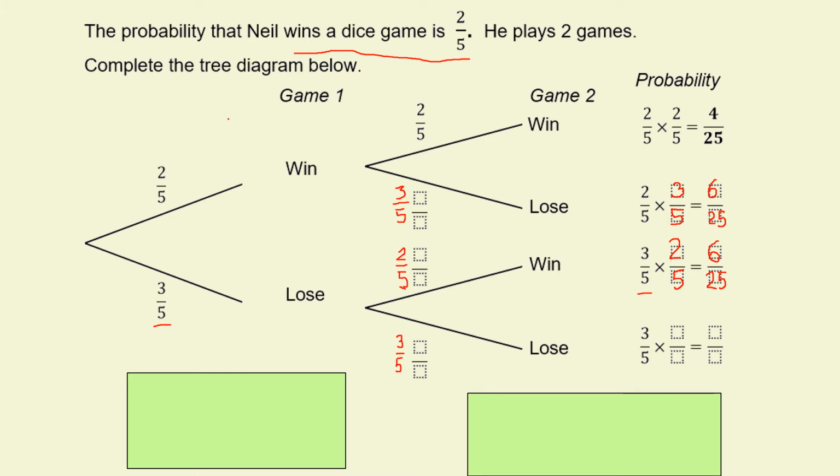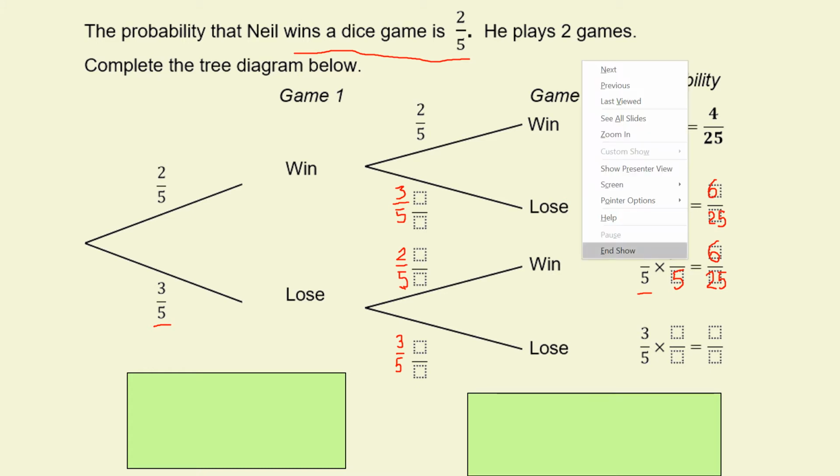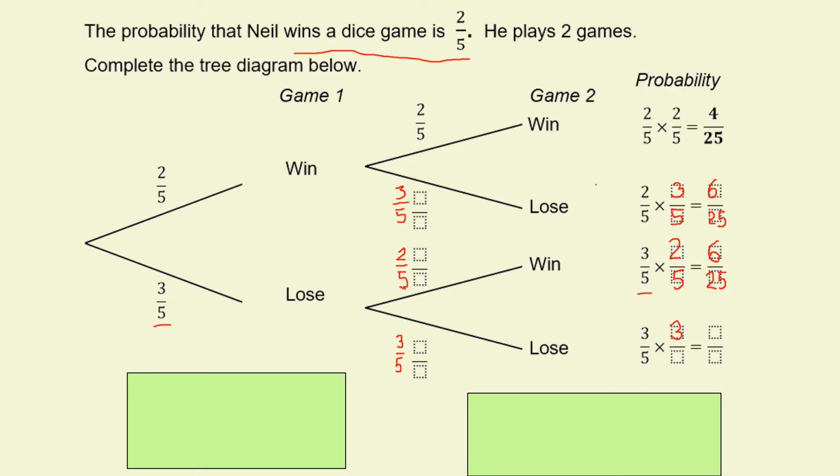If we look at the lose-lose bit across the bottom, we've got 3/5 and then another 3/5 to times together. So let me just write that one in. What's that going to give us at the end as the probability? Times them together. 9 over 25, Riley, yeah. 3 3s are 9, 5 5s are 25. That is a complete tree diagram now, and it helps us to answer a lot of questions.